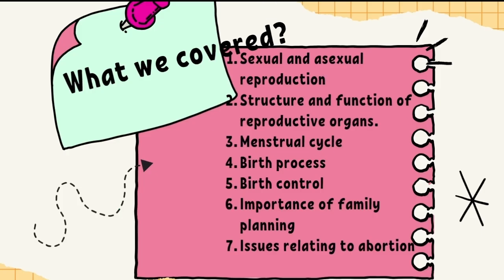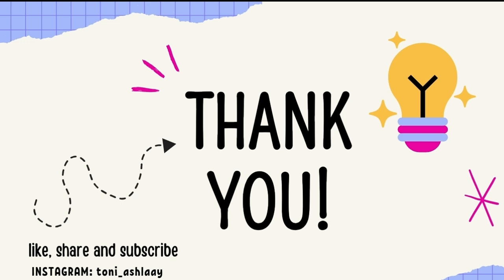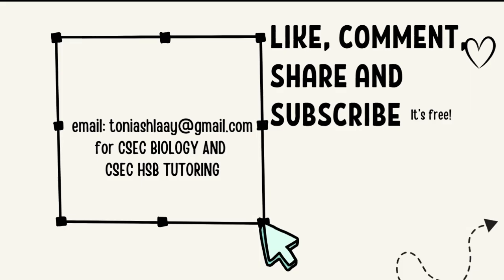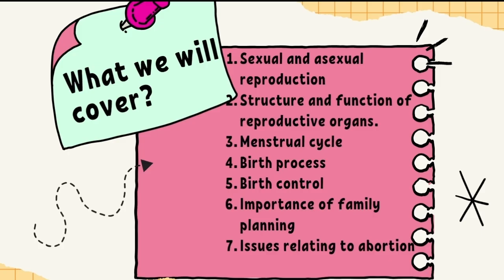So basically what we went through was sexual and asexual reproduction, the structure and function of the reproductive organs, the menstrual cycle, the birth process, birth control, the importance of family planning, and the issues relating to abortion, basically, right? So this would be the end of the reproductive system topic. However, take everything with a grain of salt, right? But these are the main areas that fall under the reproductive system.